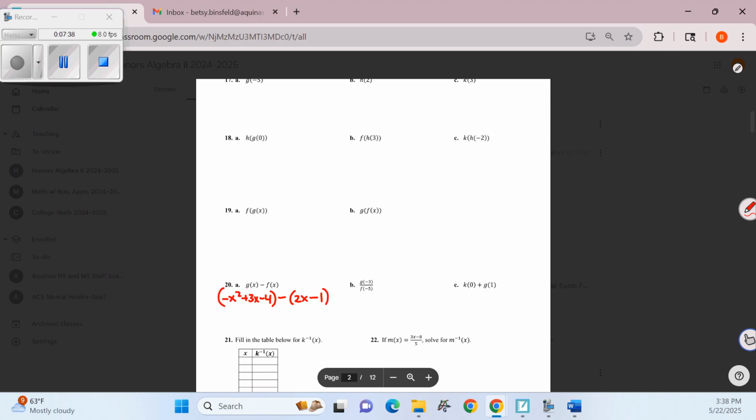So by setting it up this way, we can see clearly that we need to distribute that negative through the f of x here into both terms. So negative x squared plus 3x minus 4 minus 2x plus 1, and then combine like terms, negative x squared, a positive 3x minus 2x is positive 1x, negative 4 plus 1 is a negative 3.